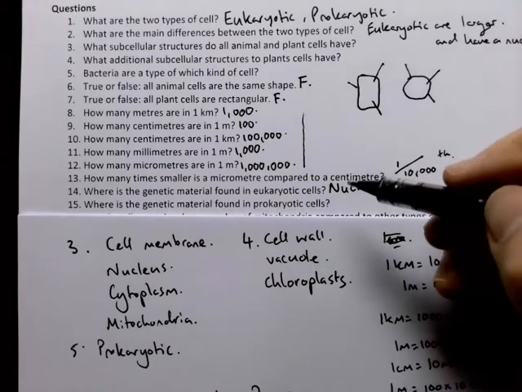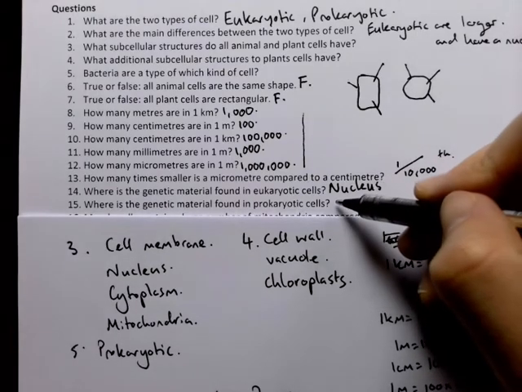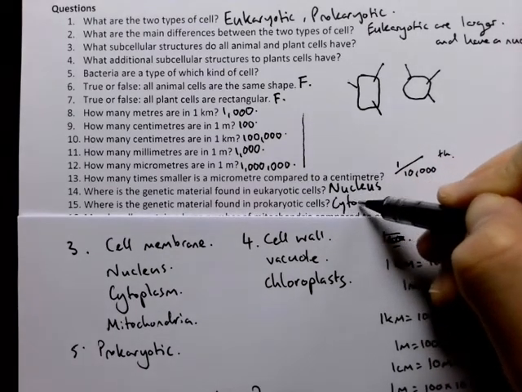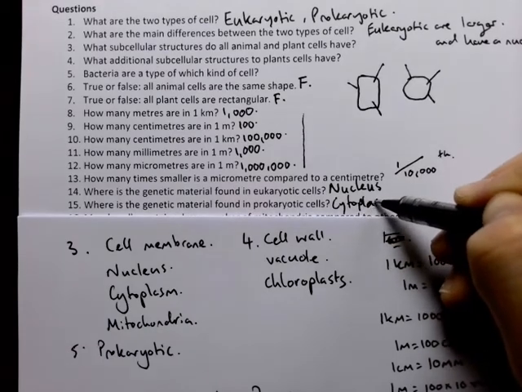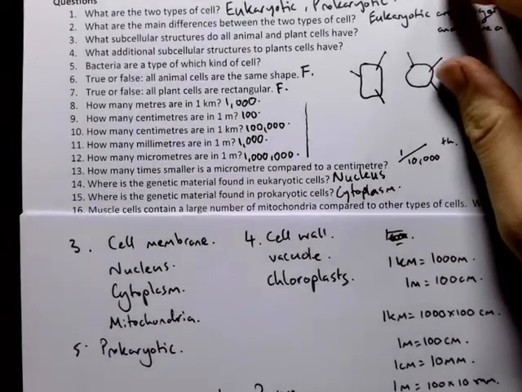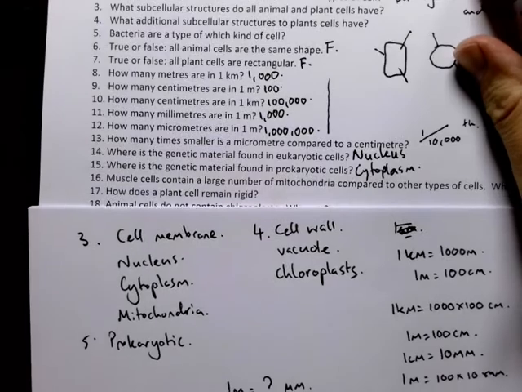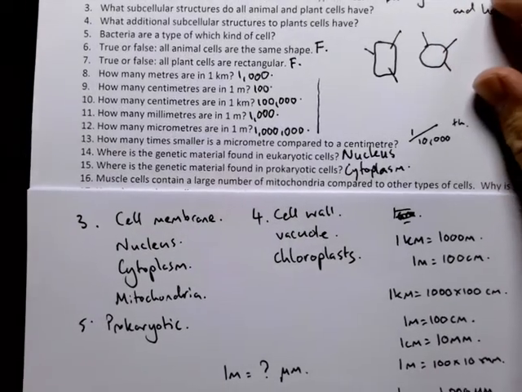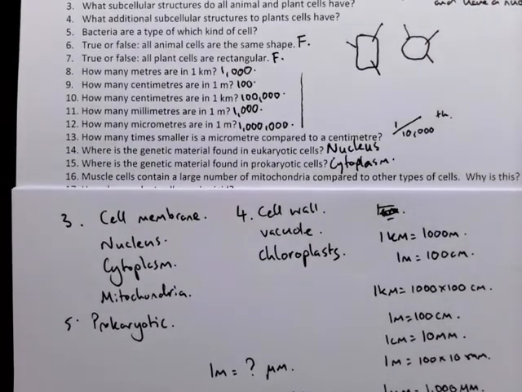Where is the genetic material found in prokaryotic cells? It's found in the cytoplasm. There is no nucleus. It's just in the cell, not inside the nucleus. Question 16. Muscle cells contain a large number of mitochondria compared to other types of cell.